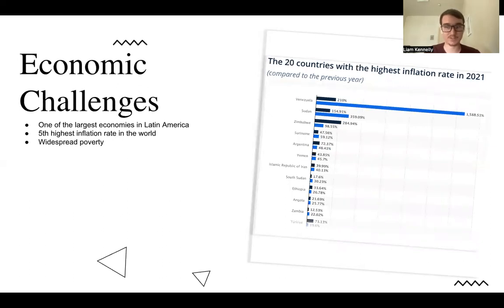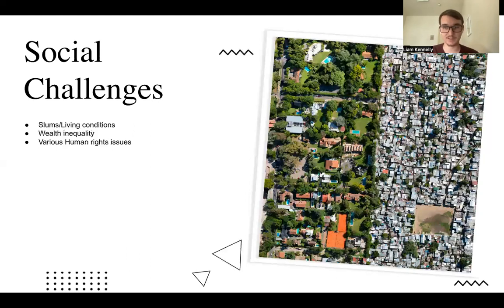Argentina is one of the largest economies in Latin America, behind Mexico and Brazil. However, it hasn't been very stable. In 2021, Argentina had the 5th highest inflation rate in the world at 48%. And the problem has only continued to get worse, with a projected 2023 inflation rate of 91%. And in addition to the inflation problem, there's widespread poverty, with 4 in 10 Argentinians living below the national poverty line.